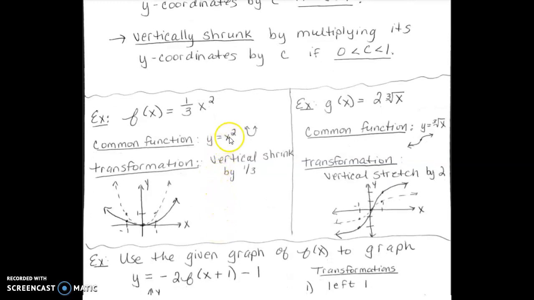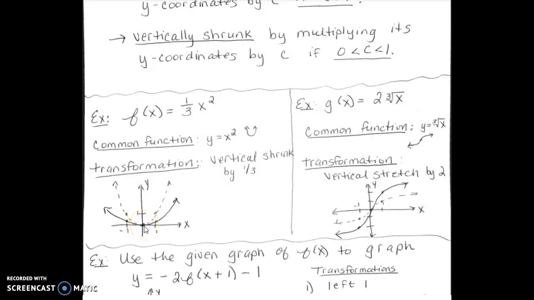So we're going to take the original graph x squared, which is shown here by the dotted curve, so negative 1, 1, 0, 0, and 1, 1. And we're going to take all of the y coordinates and multiply them by 1/3. So the y coordinate right here is 1. 1 times 1/3 is now 1/3. So that one moves down here to being 1/3.